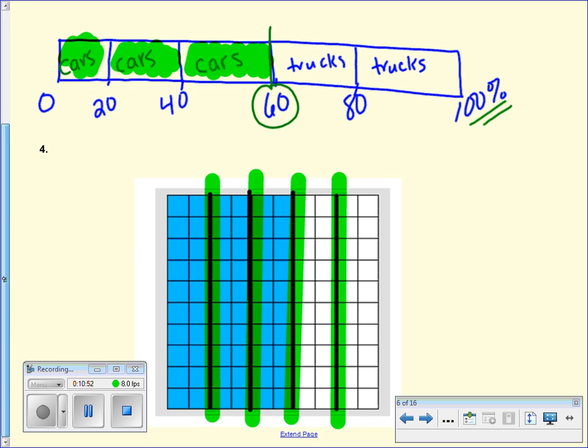So they shaded in 3 of the 5 sections because there are 3 cars. So how many boxes are shaded in blue to represent the 3 cars? They shaded in 3 of the 5 sections. So how many? 60. So this shows 60%. So all 3 methods show that 60% were cars, not 50. Any questions? All right, let's keep going.